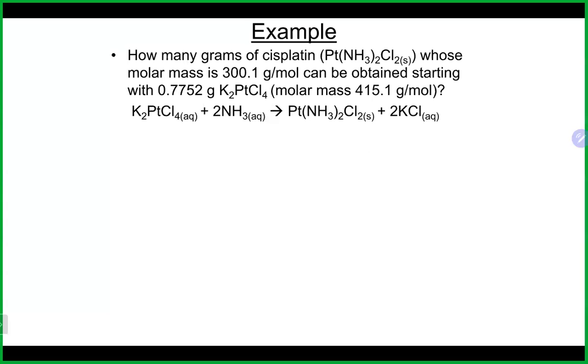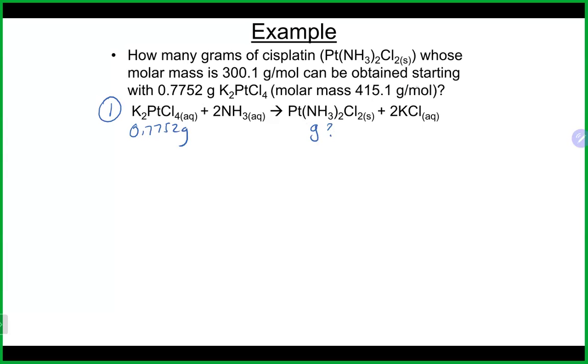Okay, so let's take a look again. We're going to follow the same 4 steps. I see an equation, some coefficients. So I'm hoping that's balanced. I'm just going to hope for the best on that one, but it is balanced, I hope, if you check it out. In this case, we are starting with 0.7752 grams of this guy. And we want to know how many grams of that guy there that we're going to produce.